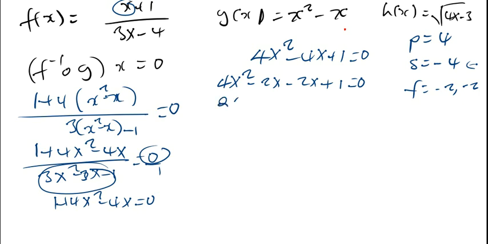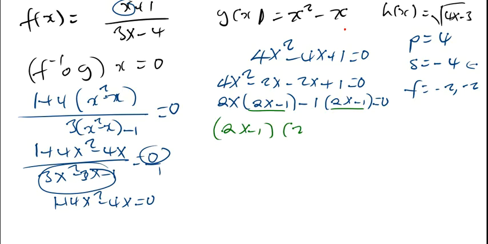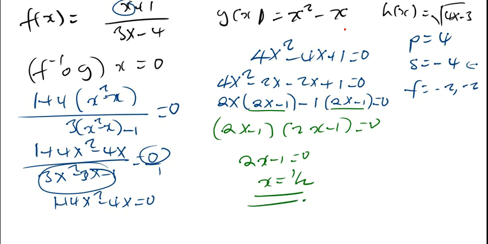Factor out 2x. I will remain with 2x minus 1. Factor out negative 1, so it will be 2x minus 1 is equal to 0. Since these two are the same, you write 2x minus 1 and 2x minus 1 again equal to 0. So in short, 2x minus 1 is equal to 0 and x will be equal to 1 over 2. That's the only answer. Any question?